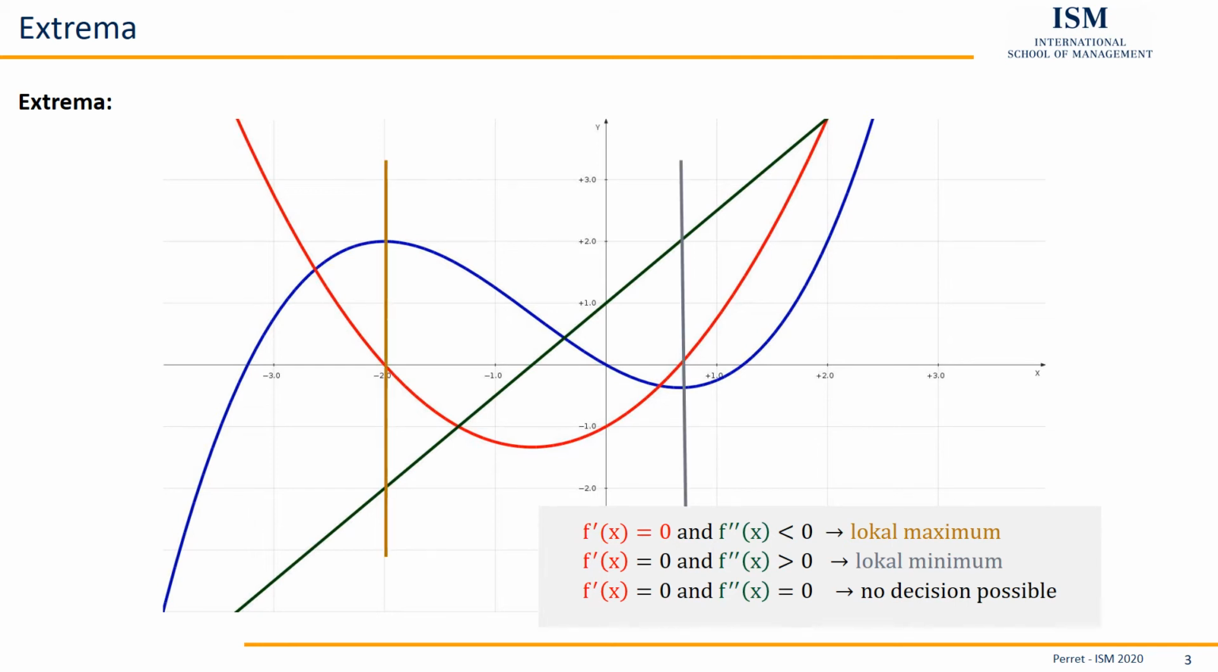Here again, I marked the two extrema. So what if the second derivative is 0? How do we find the extrema then? Well, I already motivated that we can use the slope, so the first derivative, for this as well.